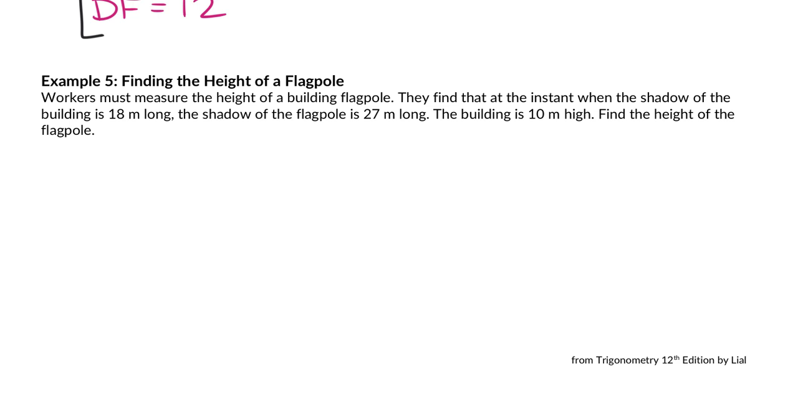What's happening here? Great question. So here we have a building, and the building casts a shadow on the ground. The instant that when the shadow of the building is 18 meters long, the shadow of a flagpole, here's a flag. Ta-da!